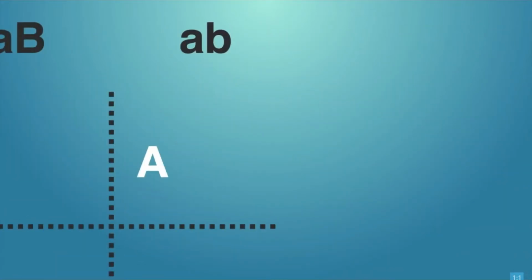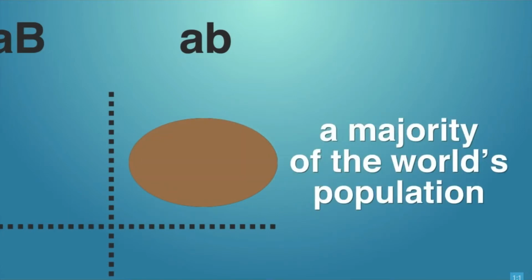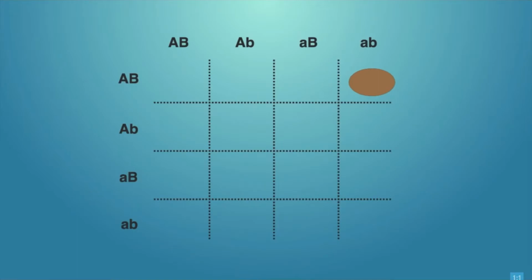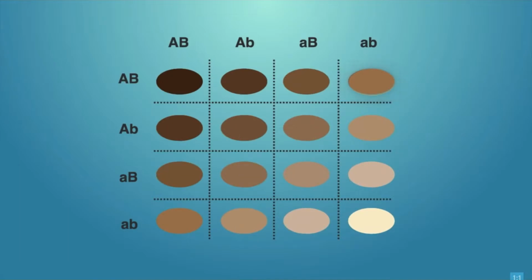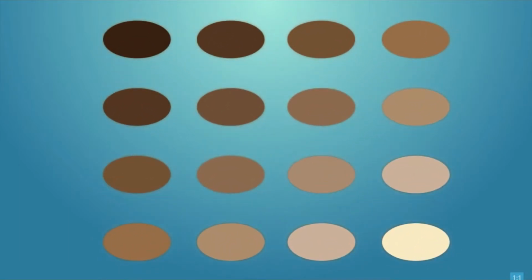Let's say dad contributes capital A, capital B, and mom contributes little a and little b. Well, the child's skin will be a middle brown shade, the combination of capital A, little a, and capital B, little b, which by the way represents a majority of the world's population. Not only that, but if each parent is capital A, capital B, little b, the combinations that could be produced in their children could result in a very wide range of skin shades in just one generation.